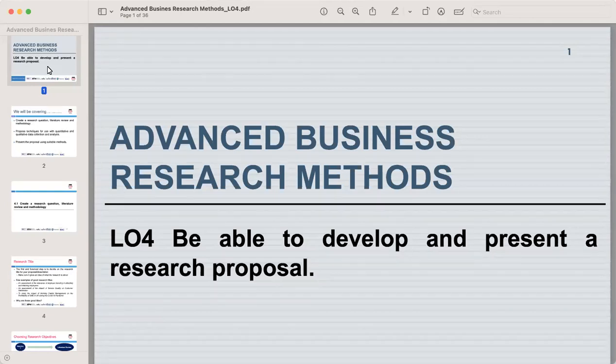Firstly, let's understand what a research proposal is. A research proposal is a document that outlines the objectives, methodology, and plan for conducting a research study. It serves as a blueprint or roadmap for your research project.